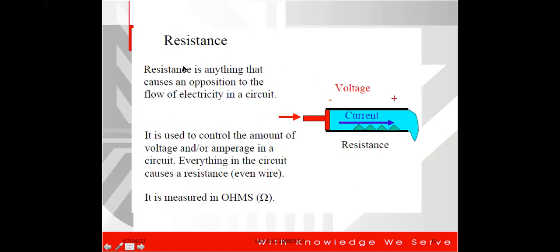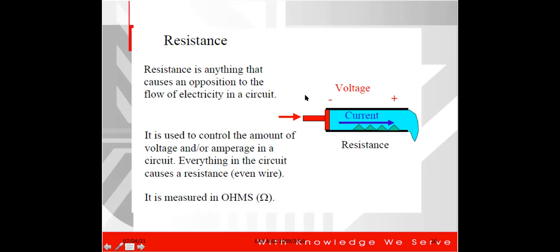Okay, resistance is anything that causes an opposition to the flow of electricity in current. So basically resistance is whatever that slow down the movement of the current inside the electronic circuit. It is used to control the amount of voltage and amperage in the circuit.